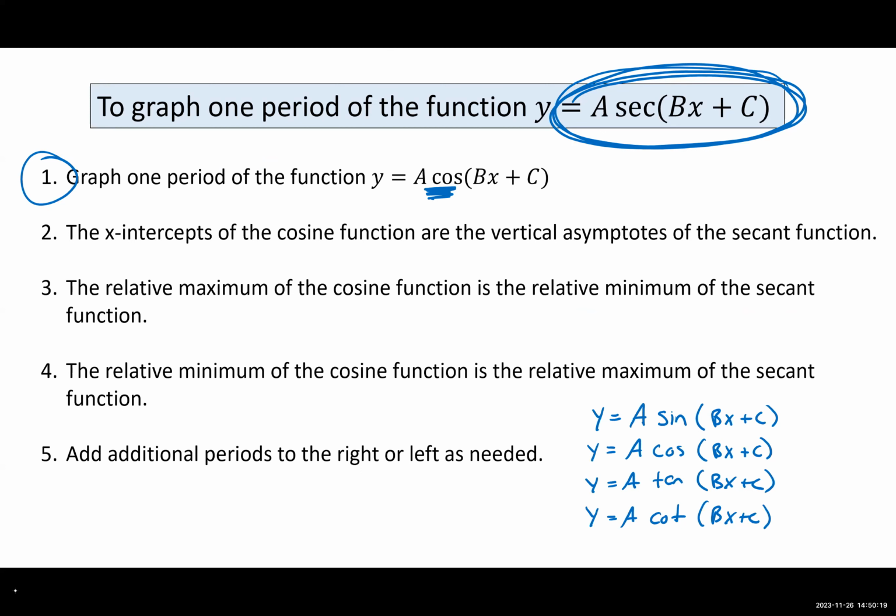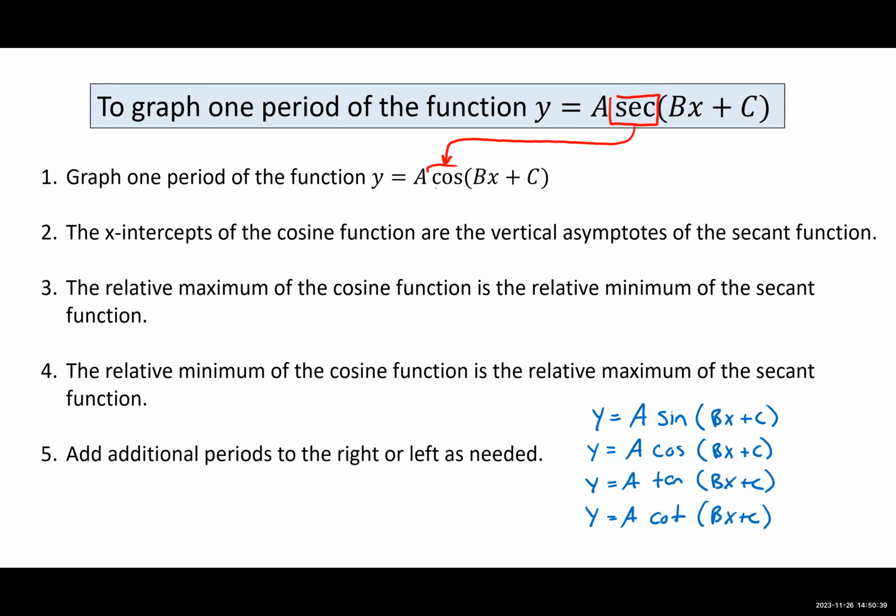Right? And this is really what I want to focus on. Right? If your goal is to graph the secant function, you start off by replacing secant right here. Right? You replace the secant with cosine. If you're starting with secant, you graph the cosine function.